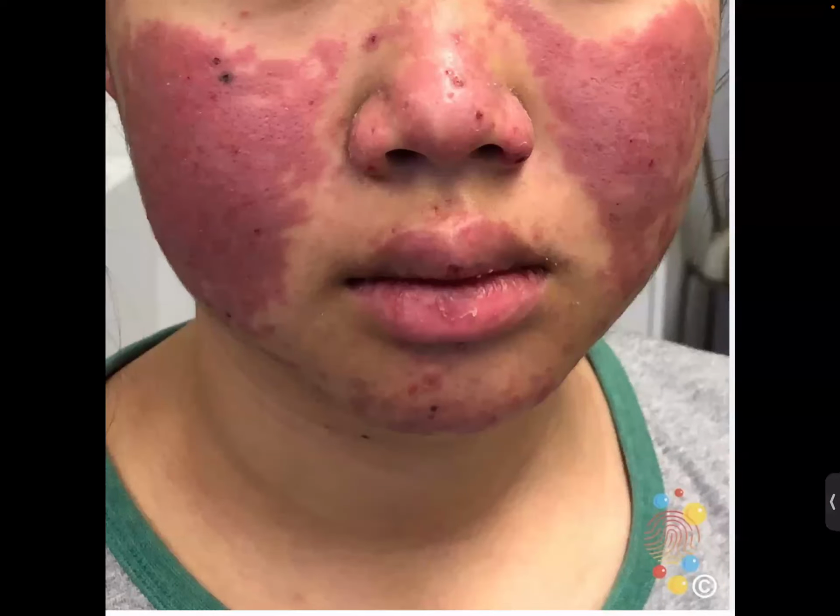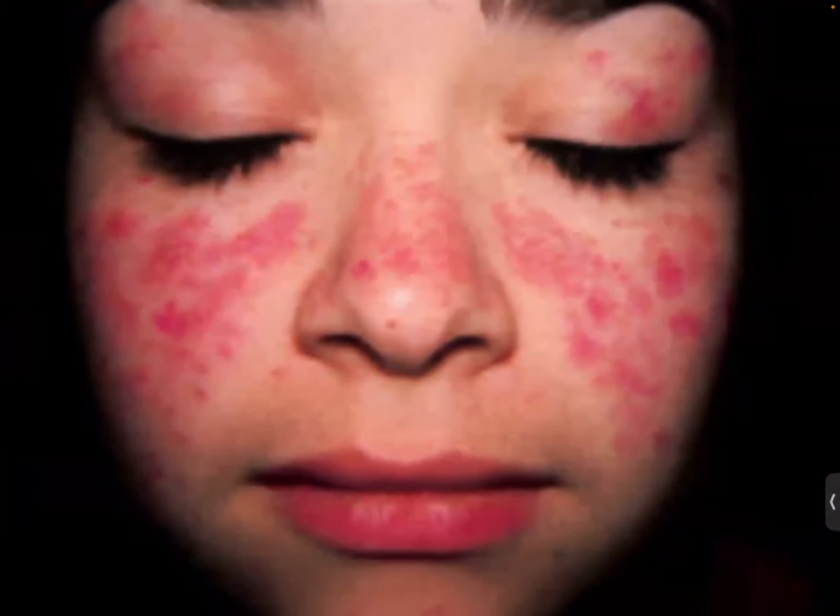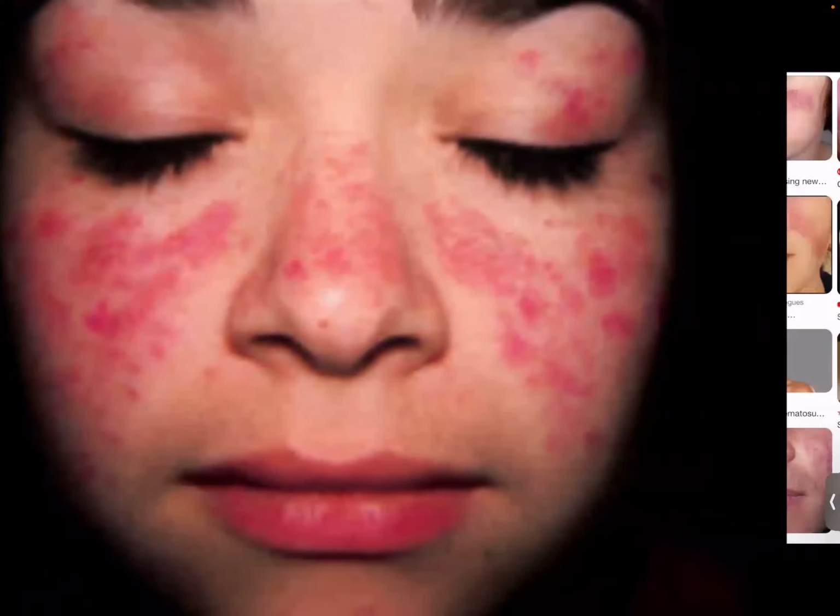This is a very beautiful demonstration of the butterfly rash. Butterfly rash. Spot diagnosis.